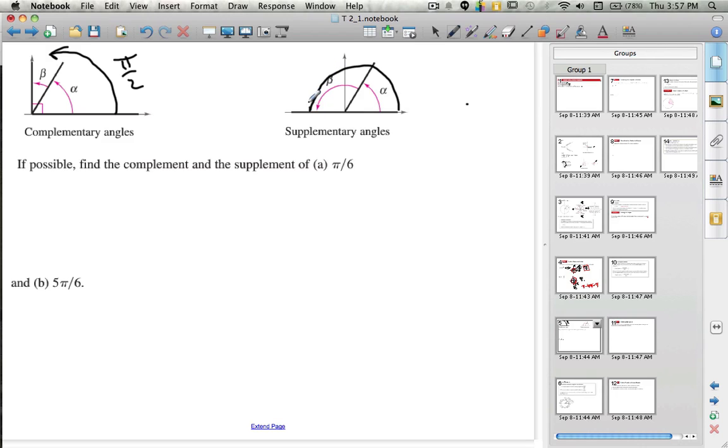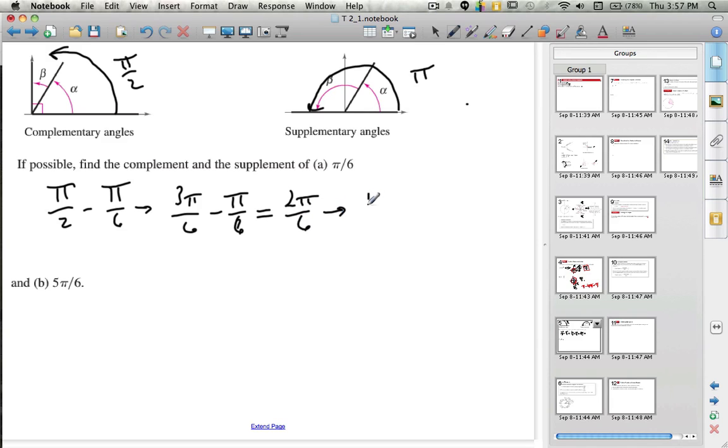And this measurement here is pi. So I want to say, what's the complement of this? Well, it would be pi over 2 minus pi over 6. Pi over 2, if I want to create common denominators, if I want to create a denominator of 6, this is 3 pi over 6 minus pi over 6. That's 2 pi over 6, or pi over 3. So that's the complement.